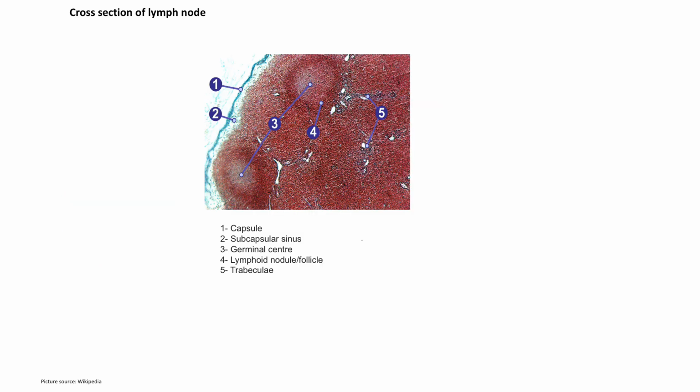Today we discussed the structure of lymph node and circulation of lymph. Next time we'll discuss more about B and T cell zones and immune response, and we'll also discuss the structural basis of different types of lymphomas.